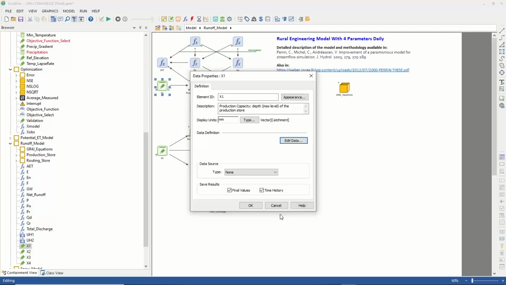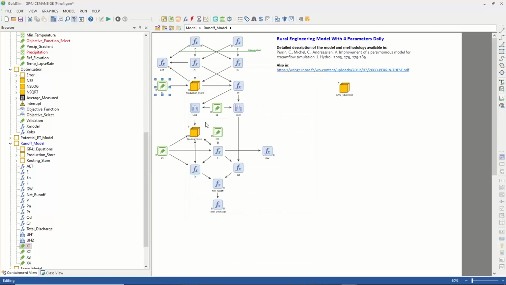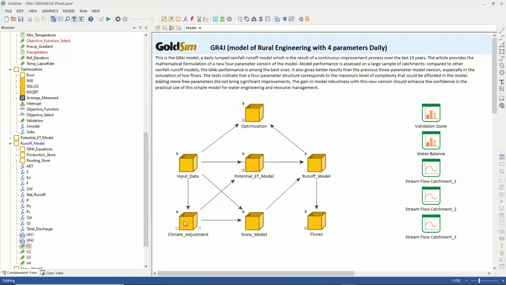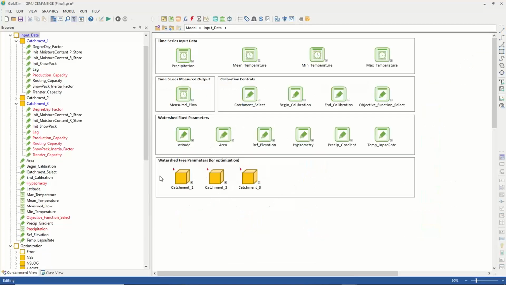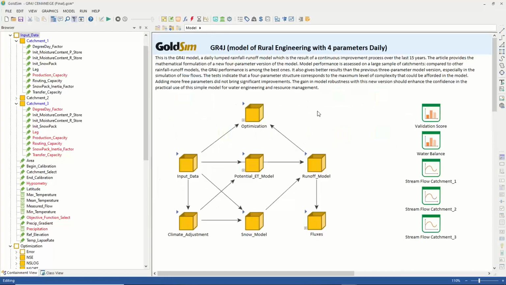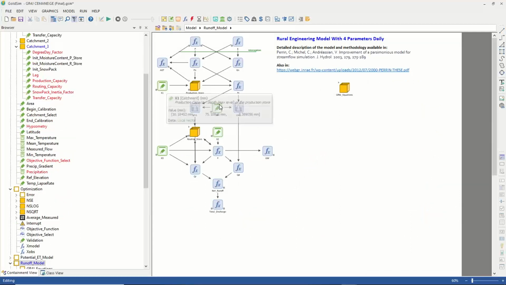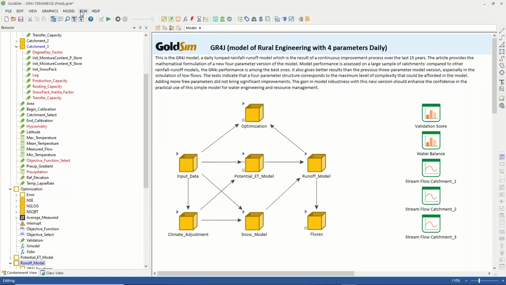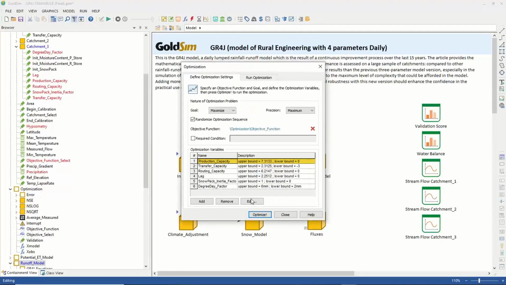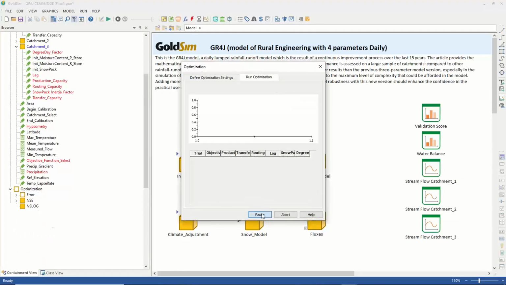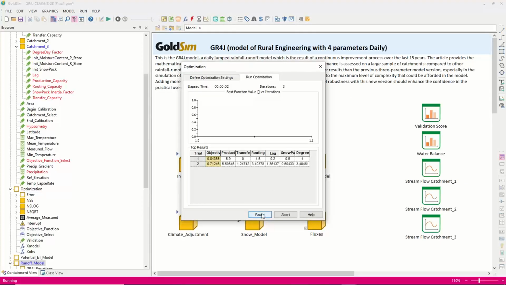So if you really want the actual value of your parameter, don't look in those containers. Go in the GR4J model, in the runoff model, and look at these values here, which have been adjusted. They call it real values versus transferred values. So those are the real values. So let's just run an optimization right now. Let's try to optimize the model.